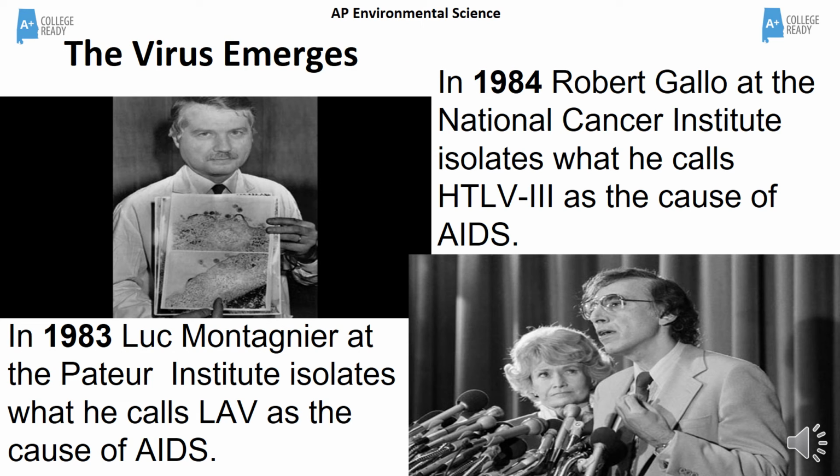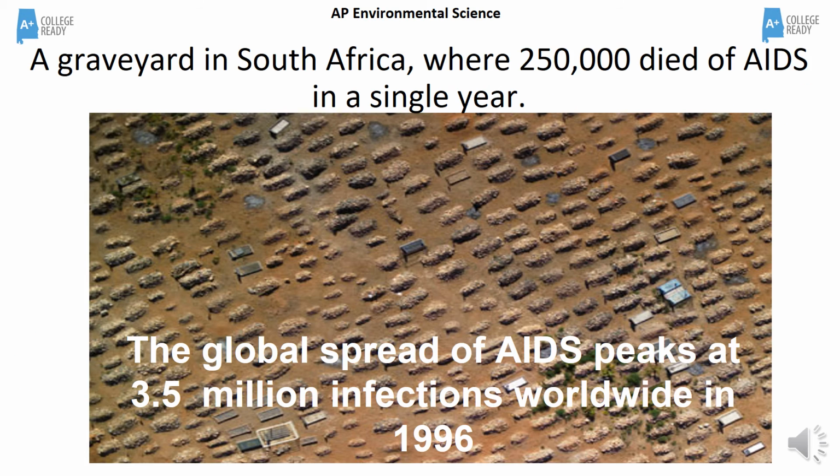And the virus was simultaneously discovered in 1983 at the Pasteur Institute and 1984 at the National Cancer Institute. It later became, the name was eventually, HIV, or human immunodeficiency virus. The global spread of AIDS peaked at 3.5 million infections worldwide in 1996. And hopefully it will decline and keep declining.